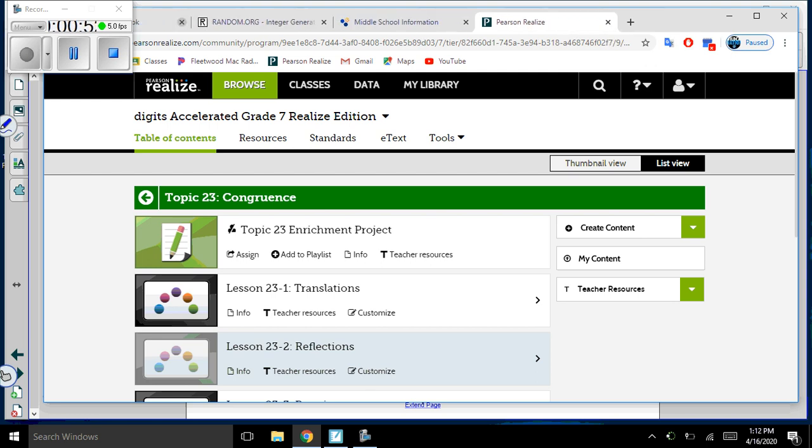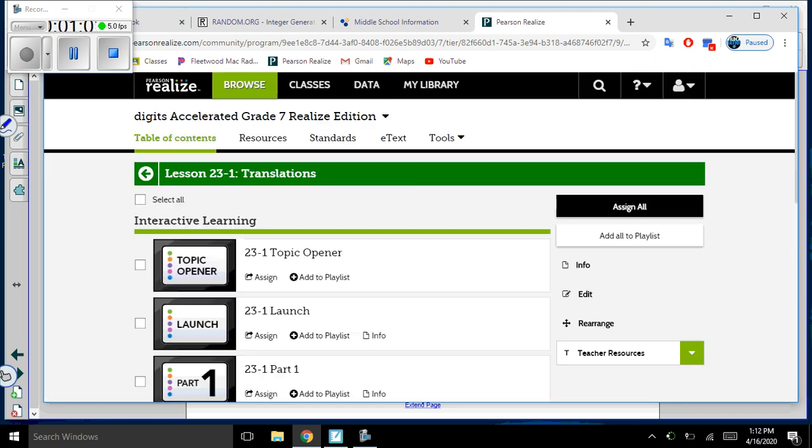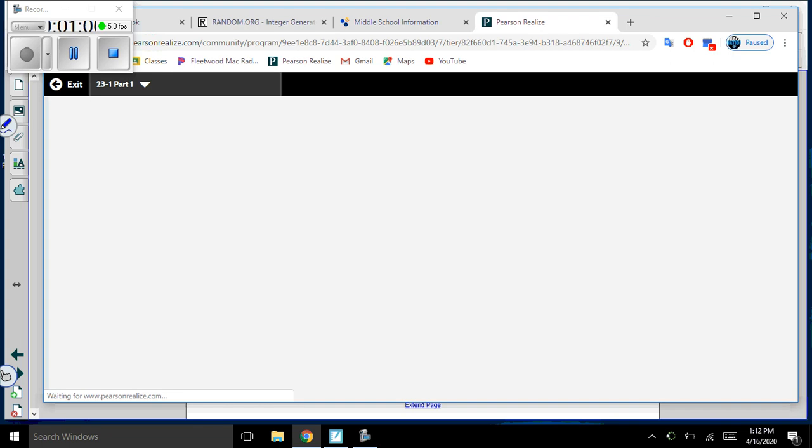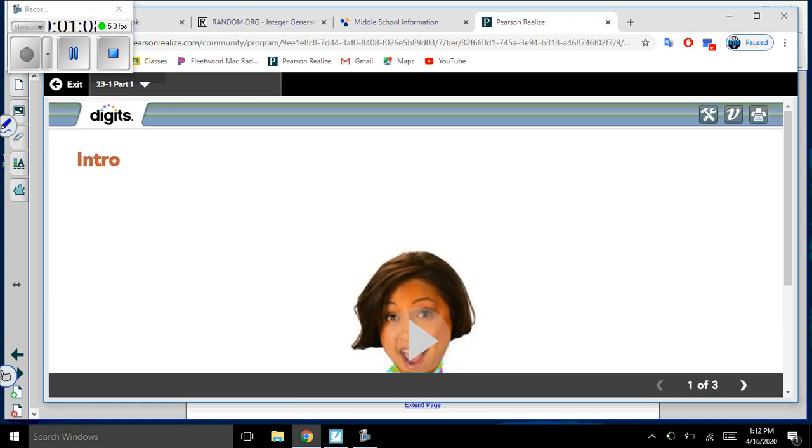We're on topic 23, congruence. This is part of geometry, obviously, at the 8th grade level. We're going to kick things off with 23.1 on translations. If we take a look at translations, graph paper will be very beneficial for this particular section, so I might encourage you to find some.